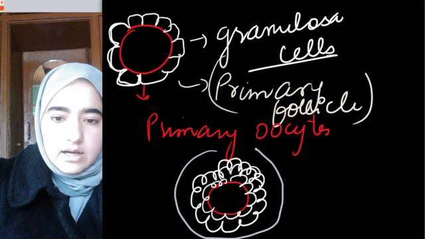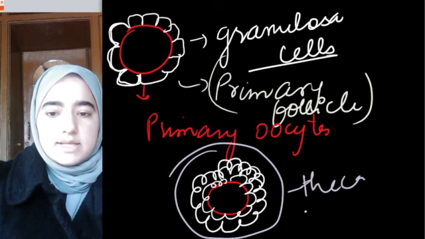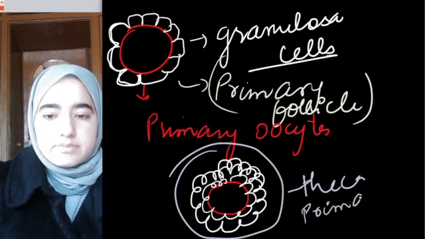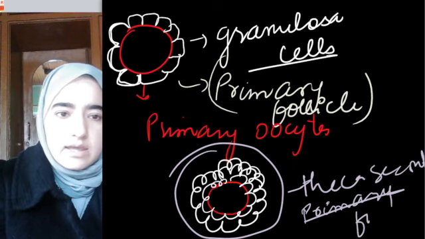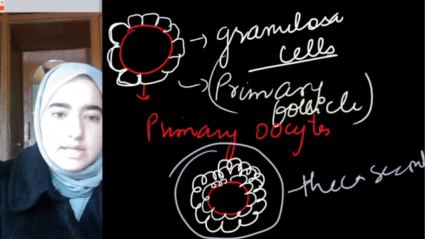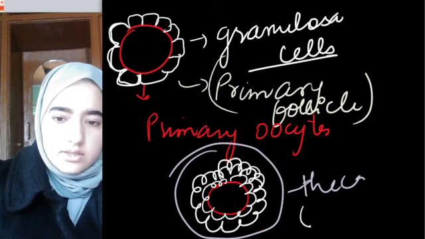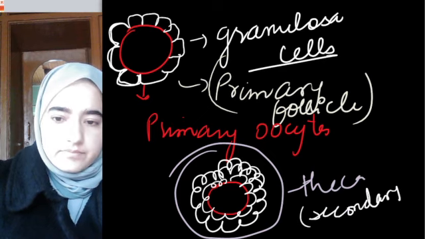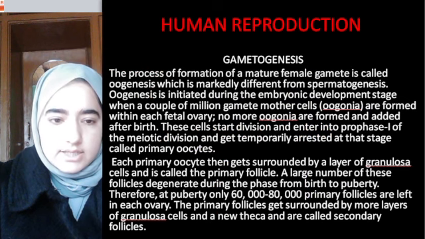moreover a new layer, the theca, will get formed. Okay, a new layer will get formed. Thus it's not known as a primary follicle, it's known as, sorry, a secondary follicle now. Okay, I'll write it here. It's not known as a primary follicle now, it's now known as secondary follicle. Okay, I hope this concept of secondary follicle is clear.